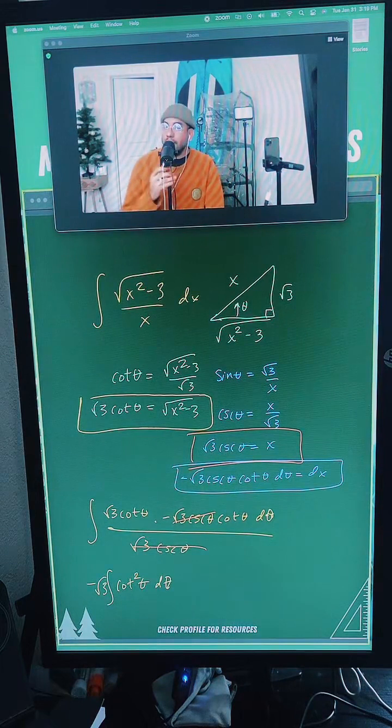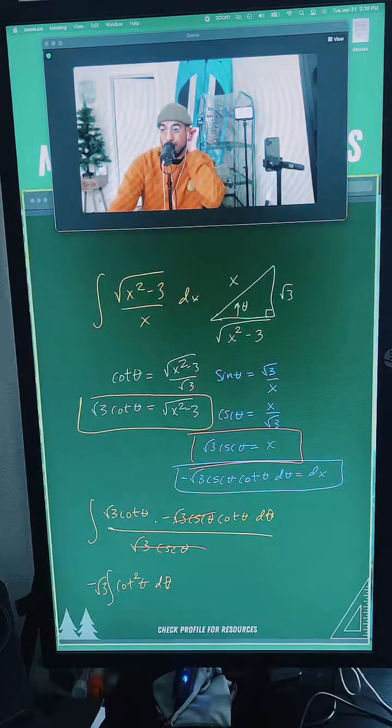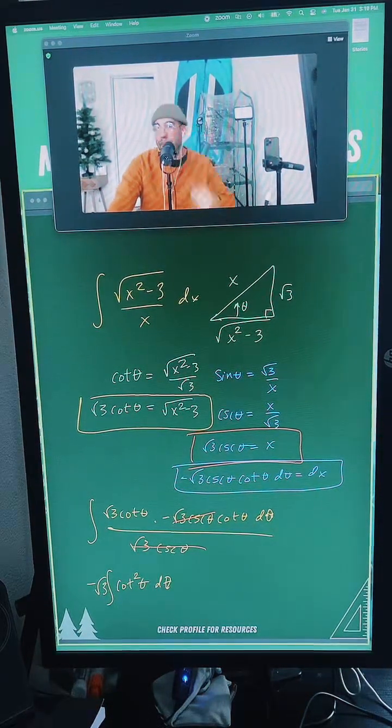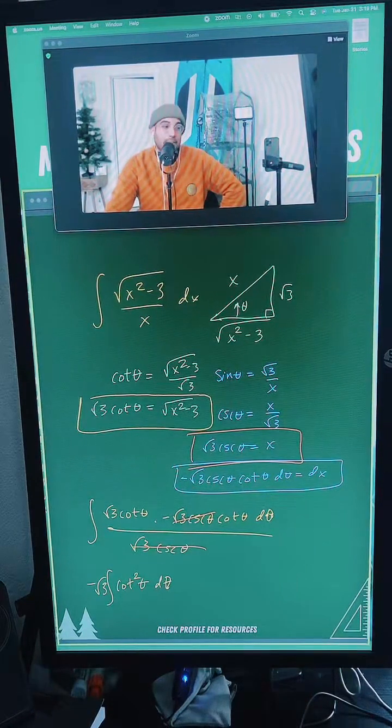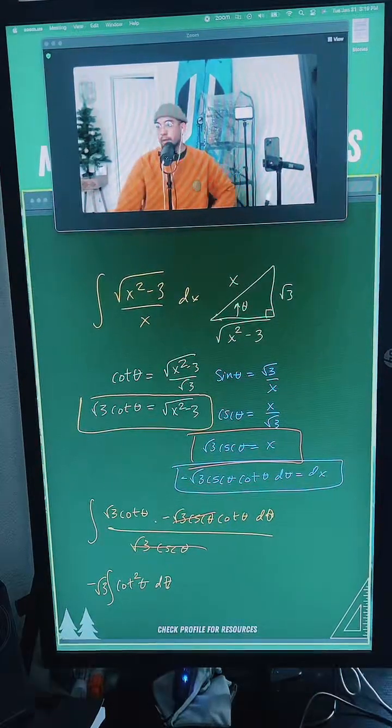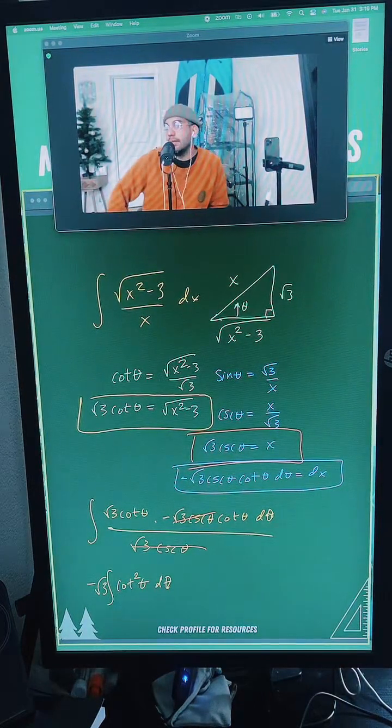Okay, so going back to this, guys, cotangent squared, does anyone remember what that simplifies to? Cotangent squared, could we integrate that or do we have to rewrite it? I'm looking specifically for a Pythagorean identity. Right on. This is cool.